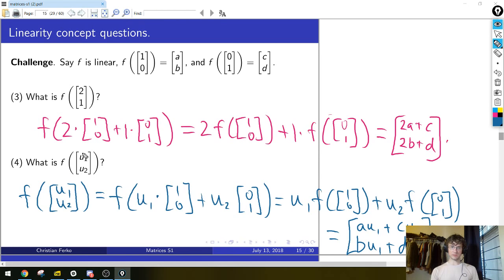So it was a little fast, but we took an arbitrary input (u1, u2), split it as u1 times (1, 0) plus u2 times (0, 1), used linearity to break that into u1 f of (1, 0) plus u2 f of (0, 1), and then plugged in those two known vectors, f of (1, 0) and f of (0, 1), and then combined to get the answer.